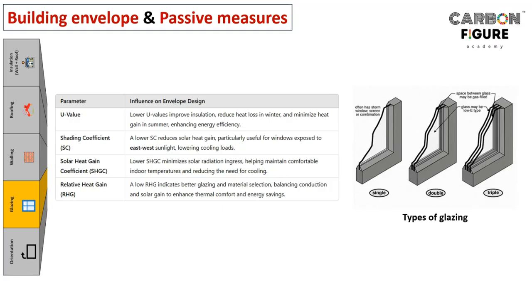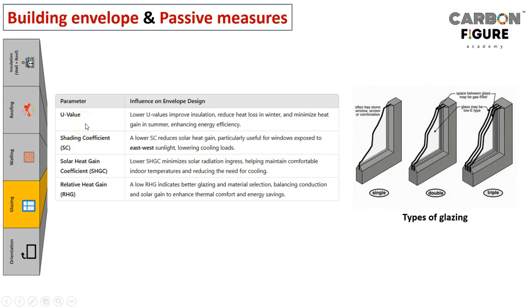Then the typical influence of these different parameters on our envelope design. On the right side we have single glazing, double glazing and triple glazing, right? So this is how it would be. Inside, between one glazing and another, the empty space would be there, right? Sometimes a complete vacuum will be there, and sometimes some purposely filled gas would also be there, right?